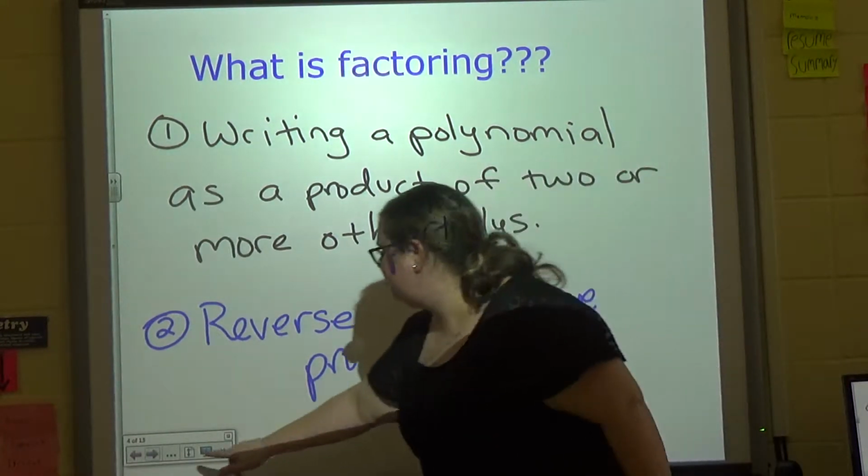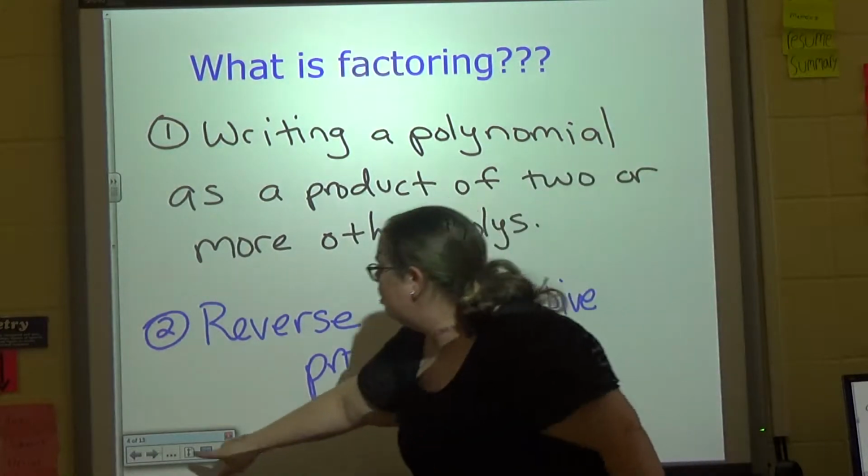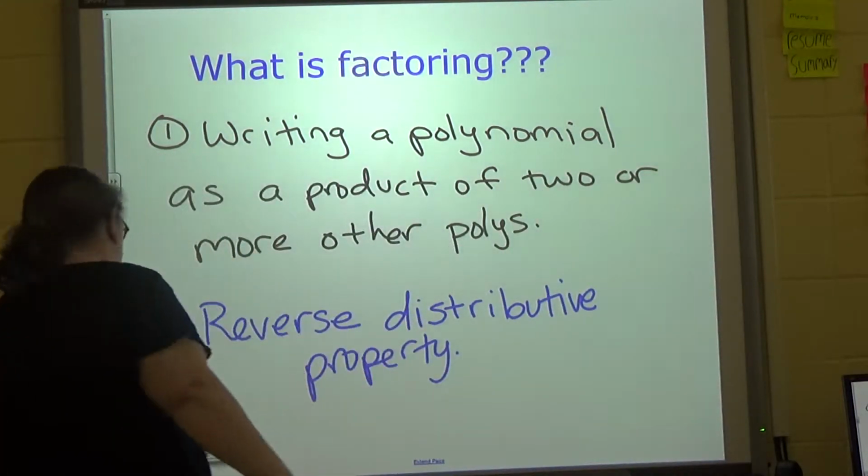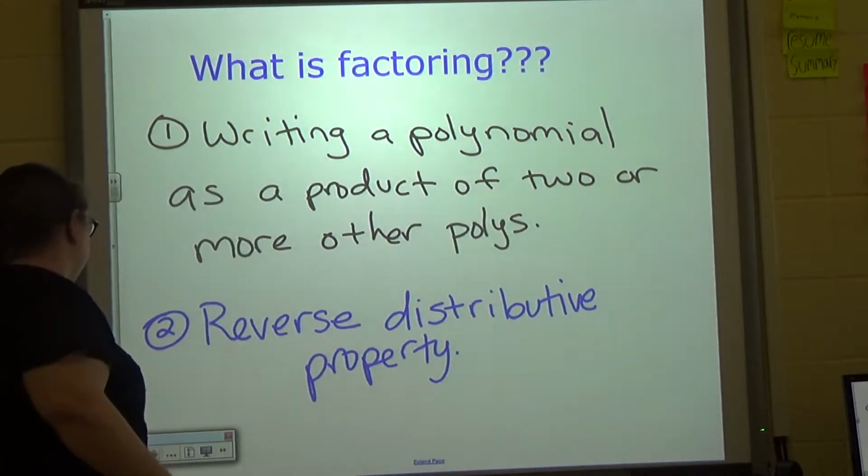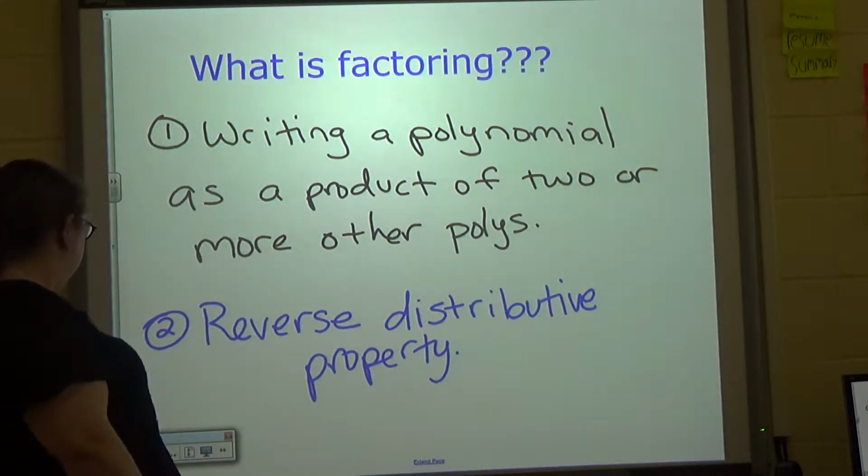Okay? Oops. Did not work. Come on. Oh no. Come on, computer.